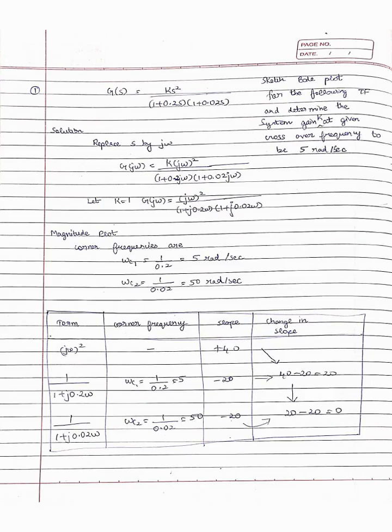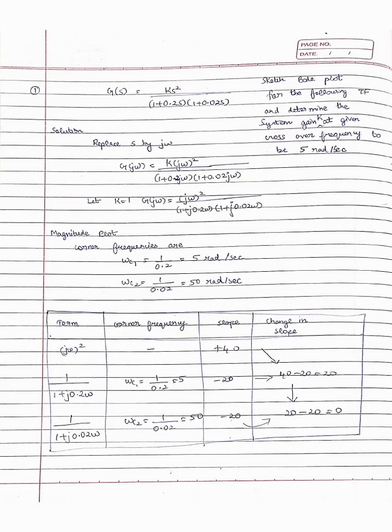Hi all. Today we are going to see a problem based on Bode plot. So here is the problem. To sketch a Bode plot for the following transfer function and determine the system gain k at a given crossover frequency of 5 radian per second. So what is the transfer function? G of s is equal to k s square divided by (1 plus 0.2 s) into (1 plus 0.02 s).